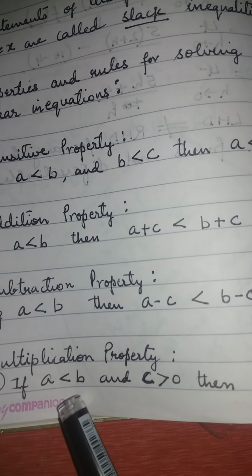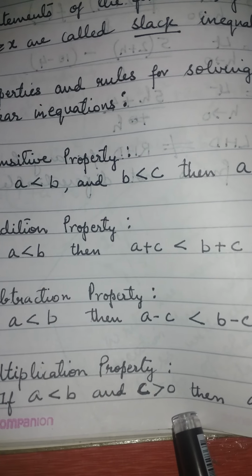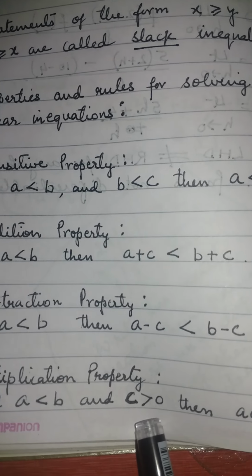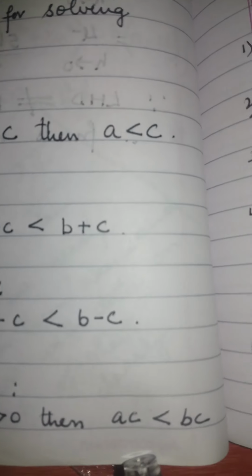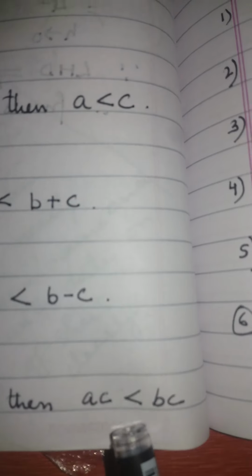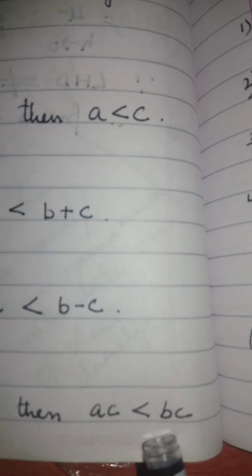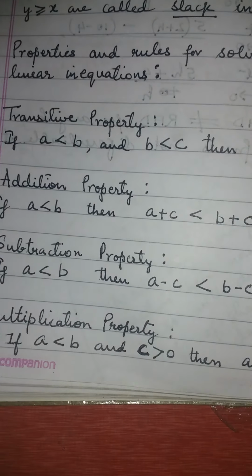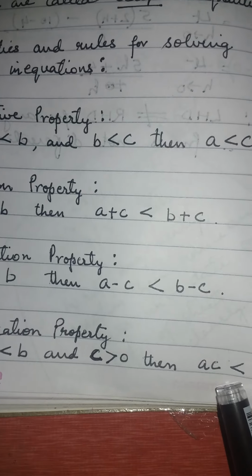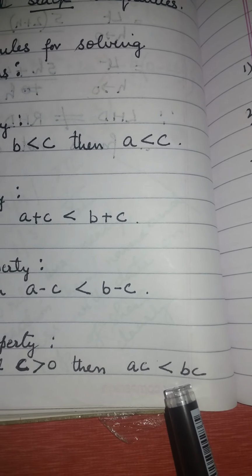First case, if A is less than B and C is greater than 0, meaning C is positive. If C is positive and A is less than B, then what we can say is that AC will be less than BC. Meaning multiplying C to A and multiplying C to B. So the inequality sign does not change. If A is less than B and C is greater than 0, then AC will be less than BC.